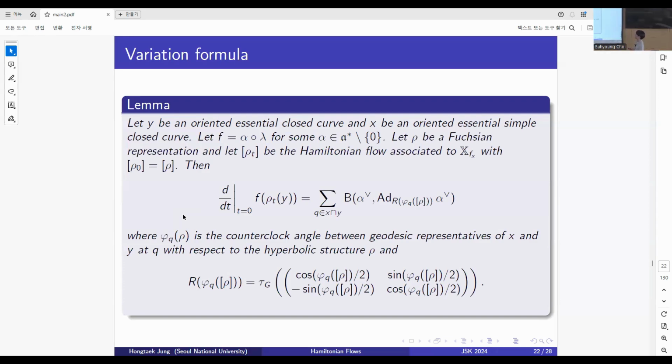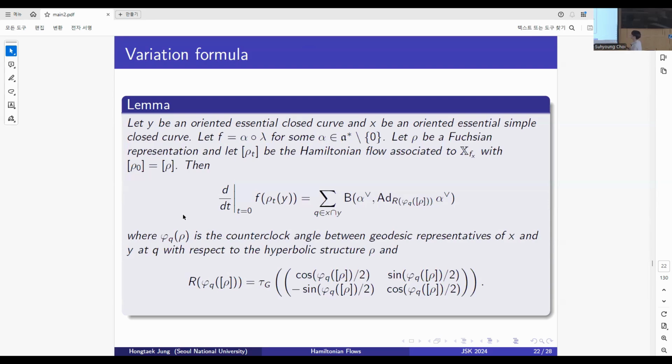So as before, Y is any oriented closed curve, not simple, and X is the oriented simple closed curve. And let F be a composition of some functional and the Jordan projection. This kind of invariant function, we studied these types of invariant functions in yesterday's talk.